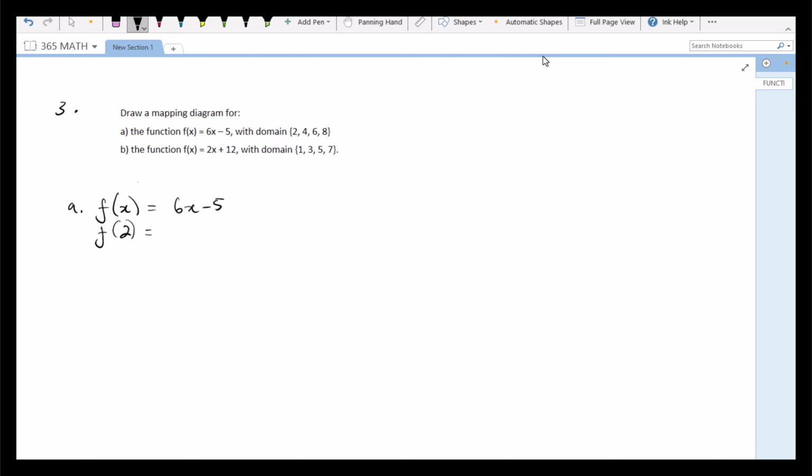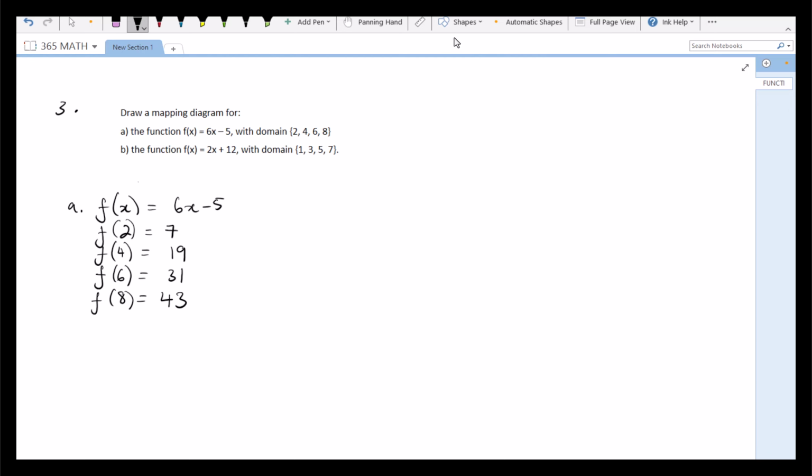If we substitute 2 into this 6x minus 5, that would be 6 times 2, that's 12, minus 5, we get 7. And then if we have 4 right here, we get 19. And if we have 6 right here, we get 31. And if we have 8 right here, we get 43.